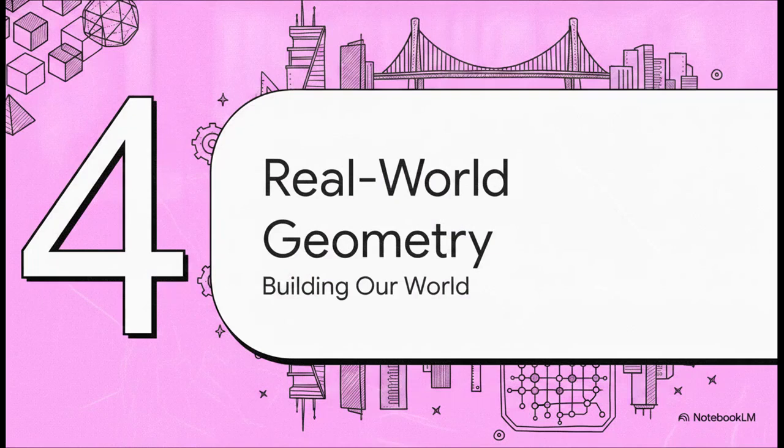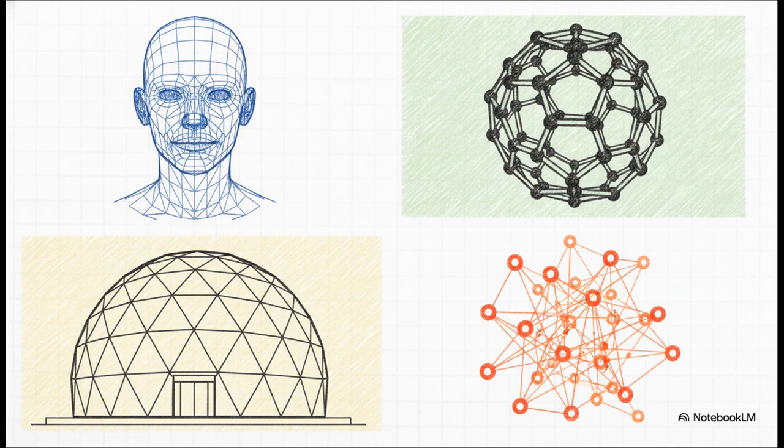Section 4. Real-world geometry. Building our world. Now, this isn't just some neat trick for math class. This simple rule literally builds the modern world we live in. In computer graphics, software actually uses Euler's theorem to validate 3D meshes, which ensures your video game environments are mathematically sound. In chemistry, it's foundational for understanding complex molecular geometry, like carbon fullerenes. In architecture, it allows engineers to calculate the structural integrity of those massive geodesic domes. And in network theory, it helps analyze really highly complex graph structures. Basically, this one simple formula is quietly doing all the heavy lifting across arts, science, engineering, and data. It's a real game changer.